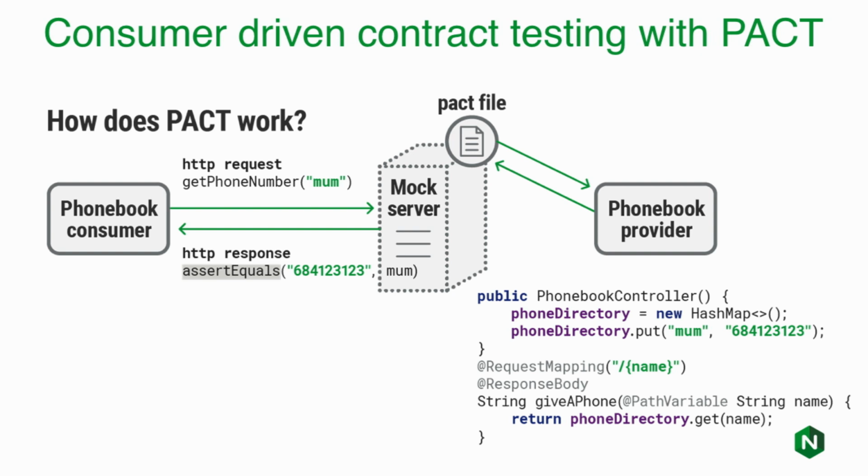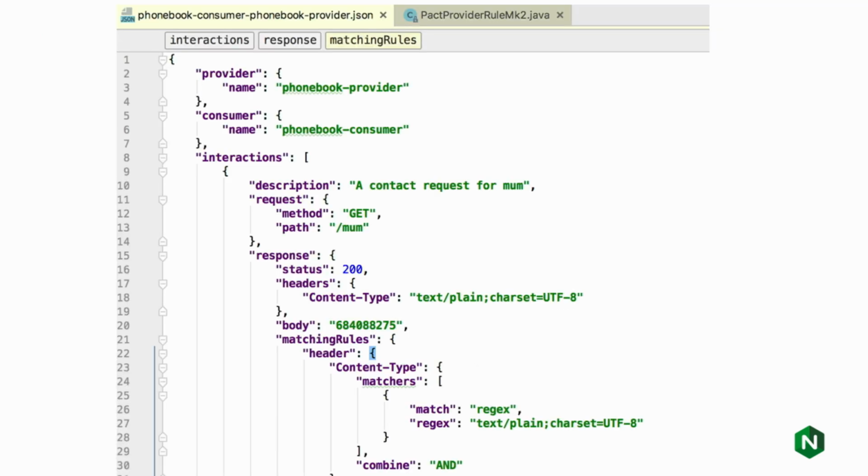So this is how it works, and this is how the contract pact file looks like. So you get a description of the interaction, the method, the path, the response type, status, the headers, the body, everything. And Pact allows you to not only assert on the body response, but anything. Headers, content type, matchers, anything you want, right? So this is a very simple example with a number, but you could get really anything you want.